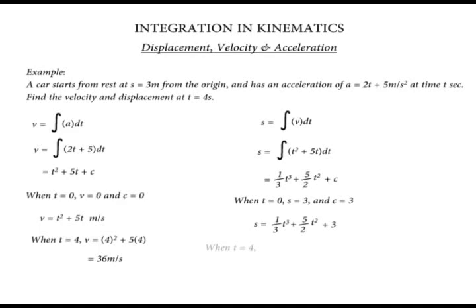And therefore at t equals 4, s will be equal to a third times 4 raised to power 3 plus 5 over 2 times 4 squared plus 3. That gives us 64.33 meters.